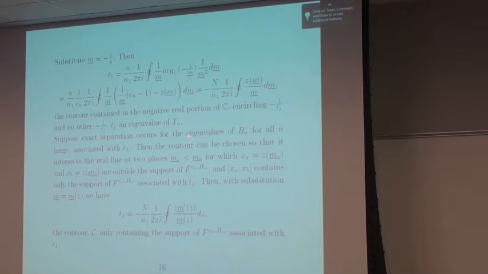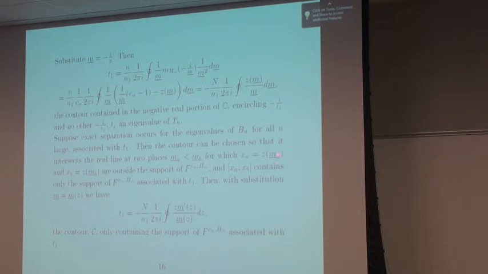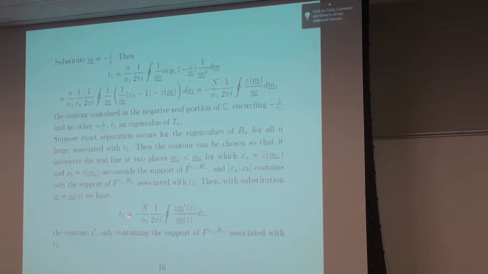Now suppose we have exact separation for the eigenvalues for all n associated with t1. Then the contour can be chosen so it intersects the real line at two places for which this function here is outside the support, and this interval contains only the support. So x_a, x_b only contains the support. Then with substitution m equals m of z, we have this theoretical result that t1 can be written in terms of the integral of the derivative of that limiting Stieltjes transform, m underlined, with the Stieltjes transform, the ratio, just by a simple change of variables.